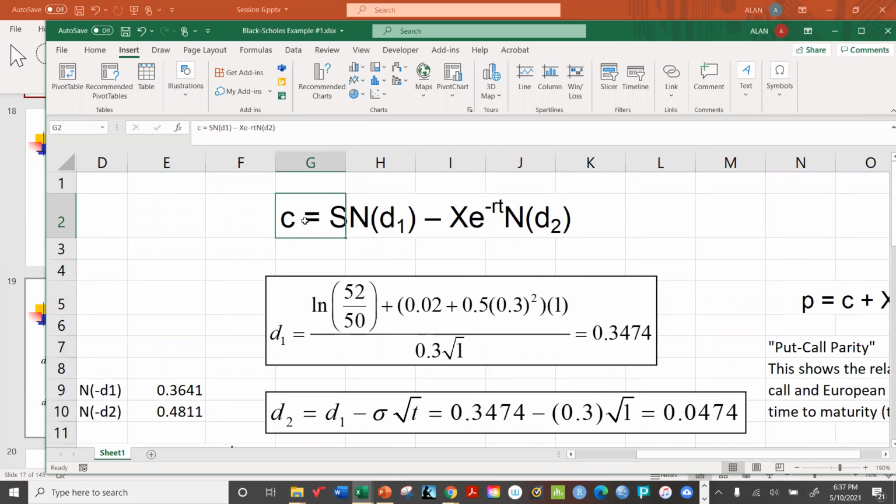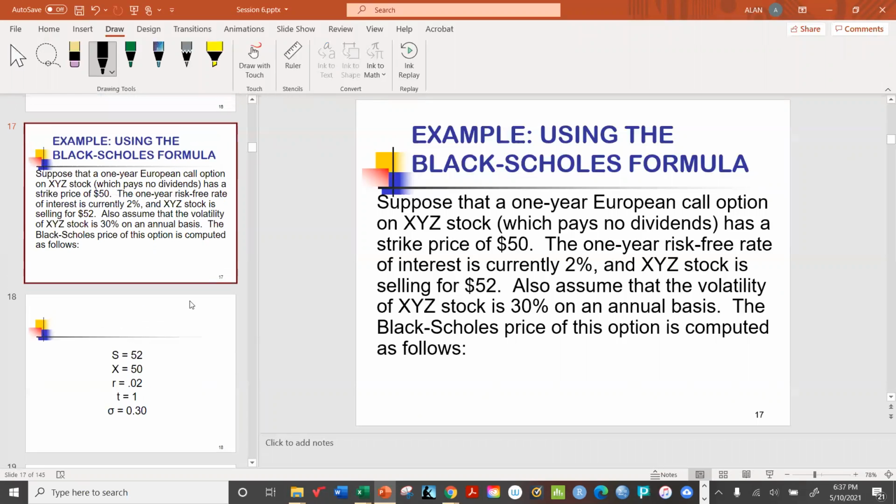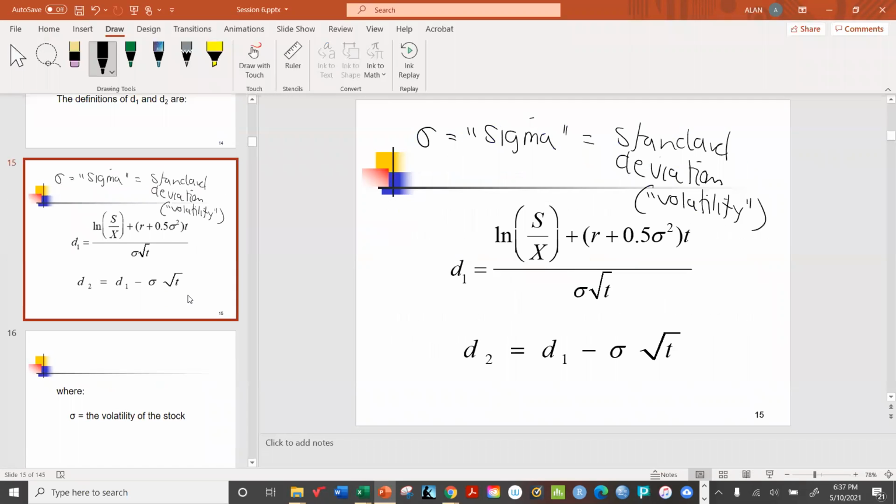This is the Black-Scholes formula right here. But first we need to know D1 and D2. Luckily, by the way, D2, I think I forgot to show you this. D2 is a very simple extension of D1. Once you know D1, D2 is easy. The challenging part of all of this is D1.